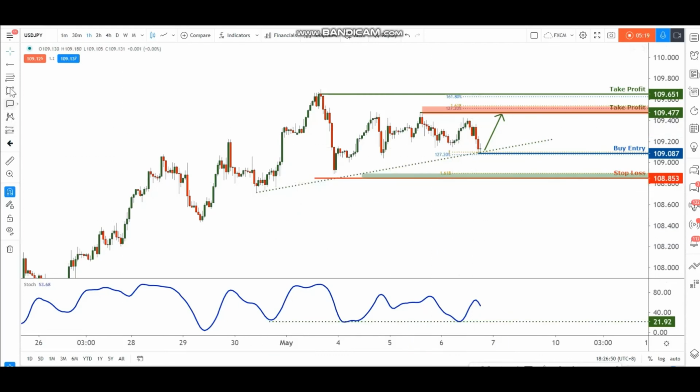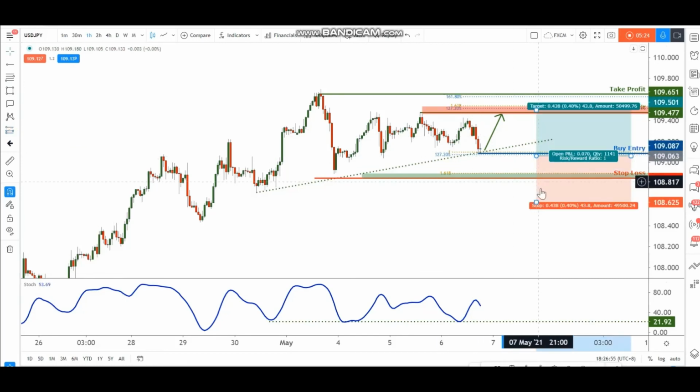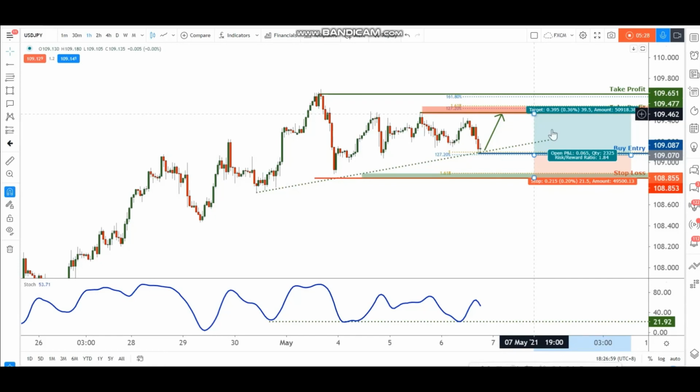Lastly, I can open up a take profit to stop loss ratio. So if I were to take a long position, let's just take the first take profit target, it will be 1 to 1.8. If I take the second take profit, it will be 1 to 2.5. Alright.